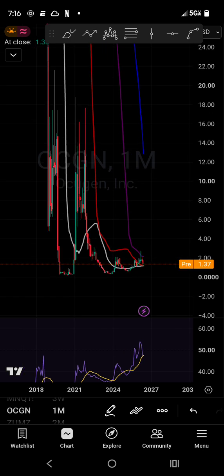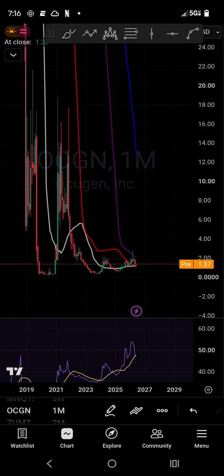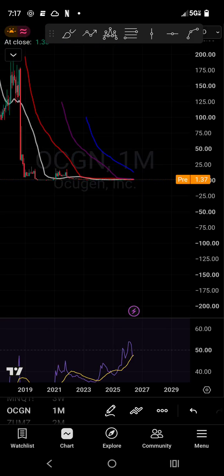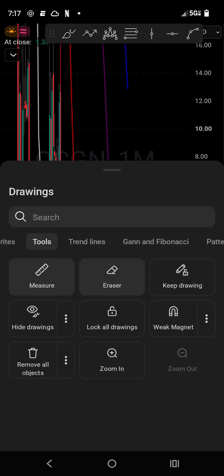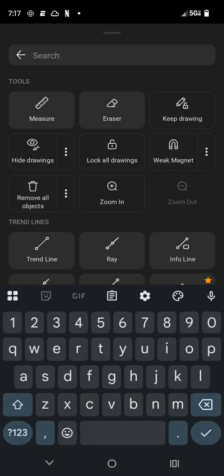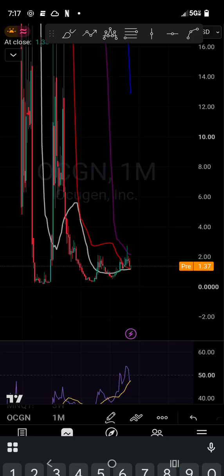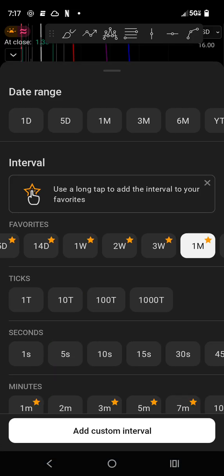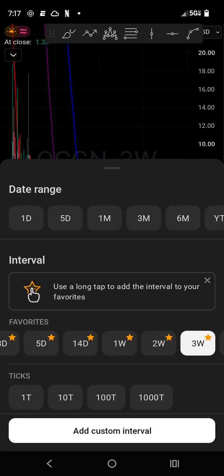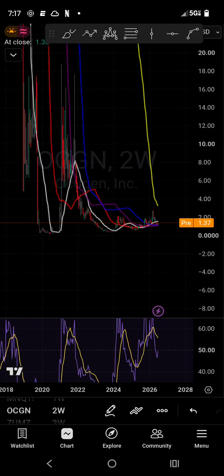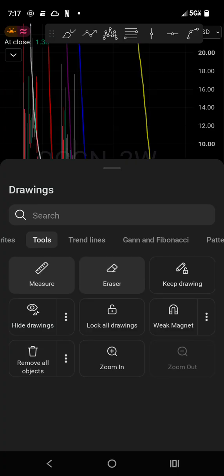So I wanted to start with as big a time frame as possible for OCGN so I can get the full picture. So on the 1 month, I see there's no 200-day time frame. That is not a good sign for the 1 month time frame. The 3 week, I don't see a 200-day. The 2 week, I finally see a 200-day time frame.